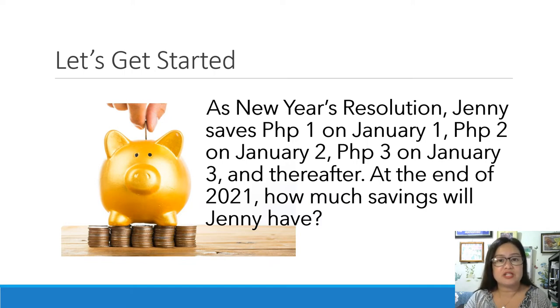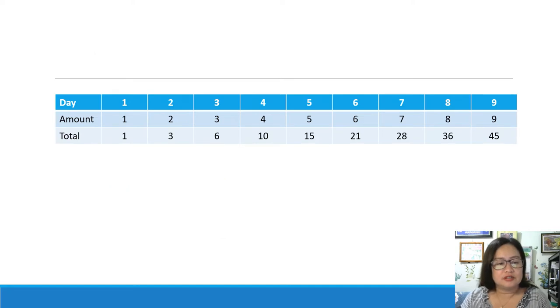Now, to solve the problem, let us illustrate the given information. Let's have day 1 for January 1, day 2 for January 2, day 3 for January 3, day 4 for January 4, and so on. And we write the amount that Jenny saved for each day. On January 1, Jenny saved 1 peso. On January 2, adding 1 peso, we will have 2 pesos. Then, as the days go on, the savings increases 1 peso per day. So, that means on January 3, Jenny will save 3 pesos. And January 4, Jenny will save 4 pesos and so on.